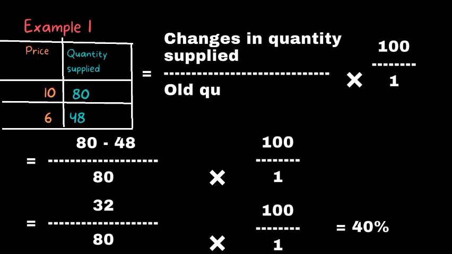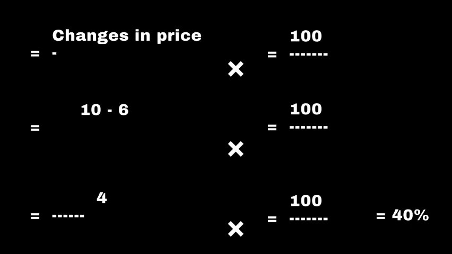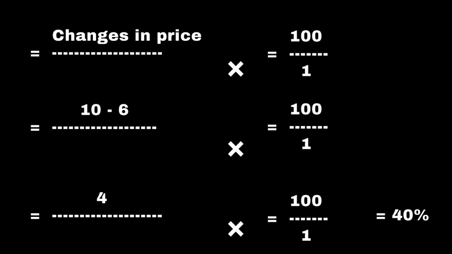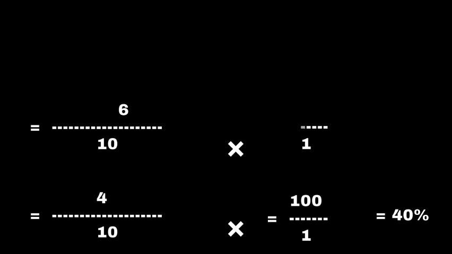So we have the change in quantity supplied over the old quantity, which is 80 minus 48 over 80 times 100 over 1, to give you 40%. Now the next thing to do is to find your change in price. It is 10 minus 6 over the old price, which is 10, to give you 4 over 10 times 100 over 1. And you also get 40% for your percentage change in price.